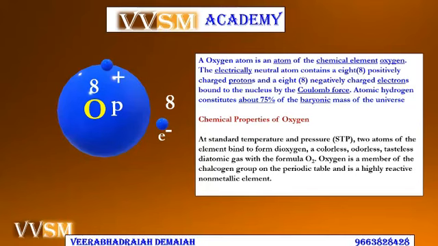Let us discuss the chemical properties of oxygen. At standard temperature and pressure, STP, two atoms of the element bind to form dioxygen, a colorless, odorless, tasteless, diatomic gas with the formula O2. Oxygen is a member of the chalcogen group in the periodic table and is a highly reactive nonmetallic element.